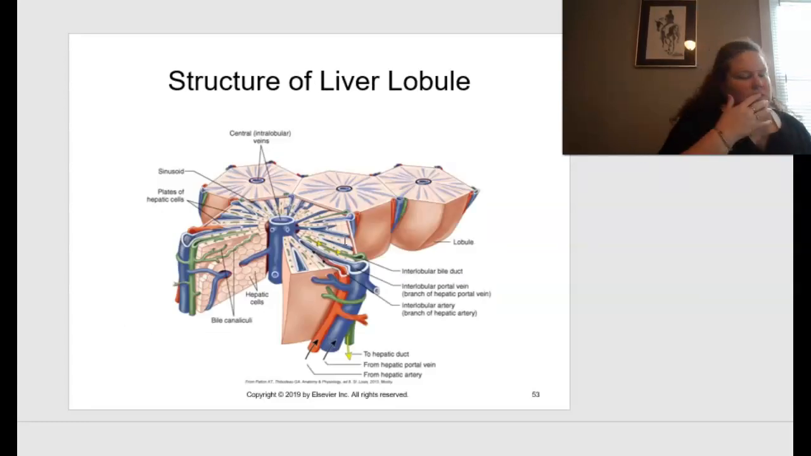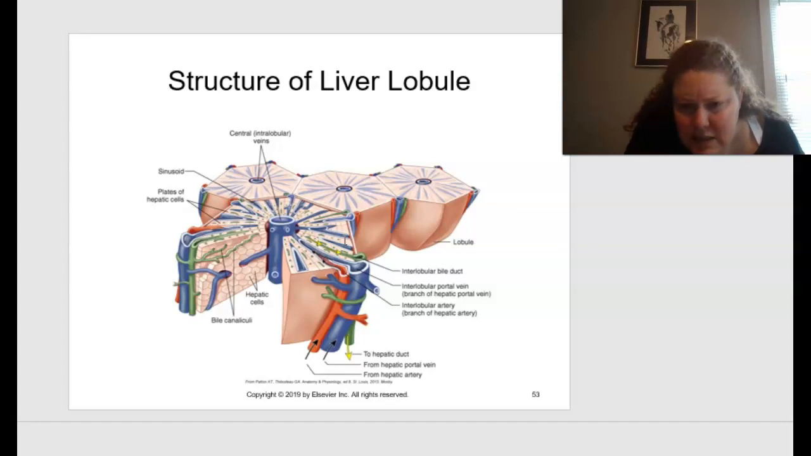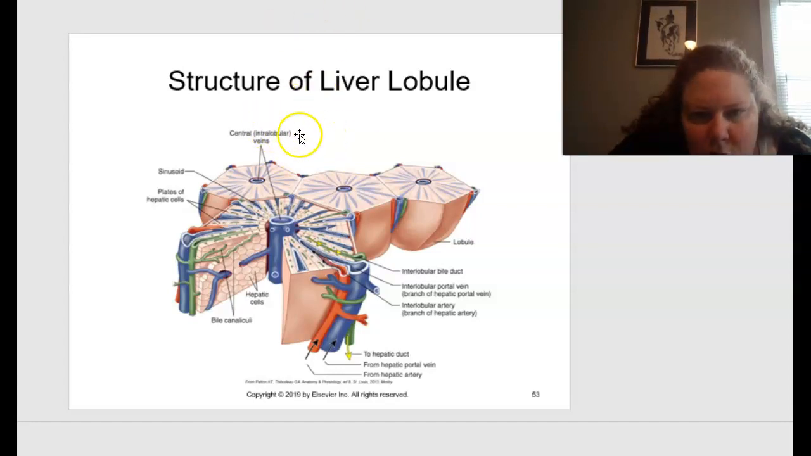Looking at the structure of a liver lobule, you can see that there are smaller little pocket kind of things, and it's kind of cool to see that. You can see that you have a lot of innervation. You have the central and intralobular veins, the sinusoids, the plates of the hepatic cells, etc. And then this is how it's all intercalated, and it's connected to the hepatic duct, and to and from the hepatic portal veins and arteries.